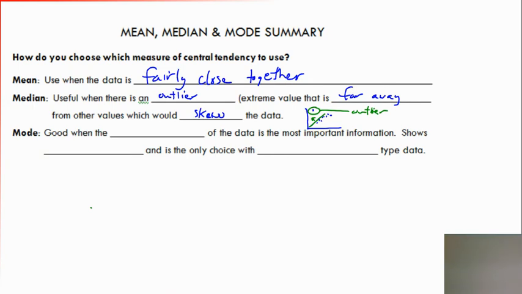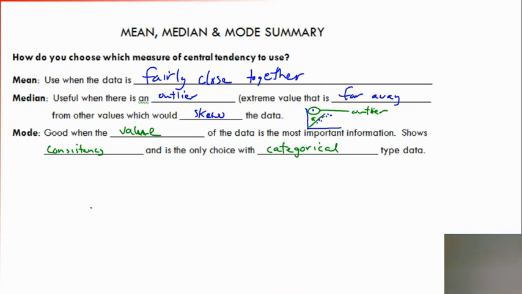Now, when is a mode useful? Good when the value of the data is the most important information. So it shows where there's consistency. And it is the only choice when you're talking about categorical. Remember when categorical was choosing distinct things like your favorite type of ice cream, your favorite sport, where you really want to know which one was the most.